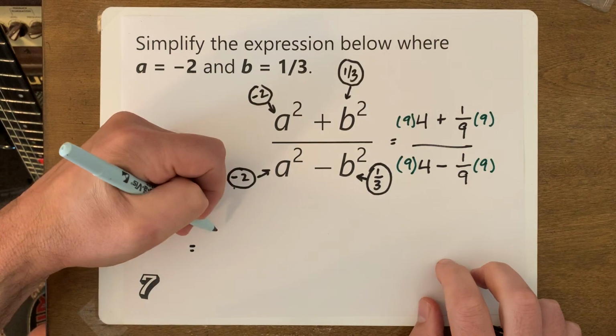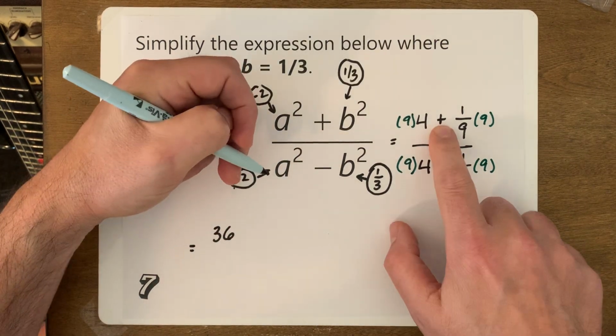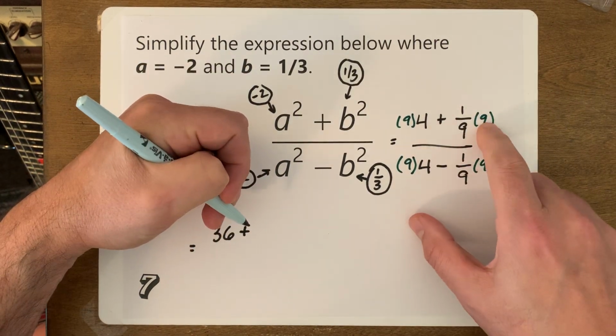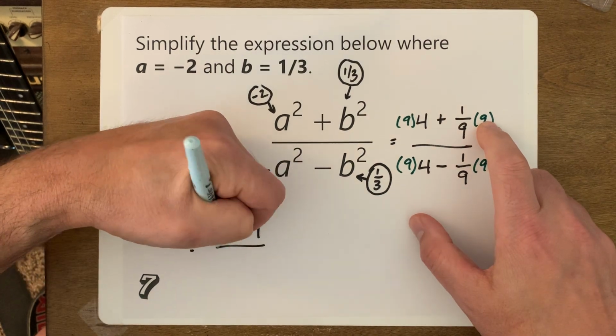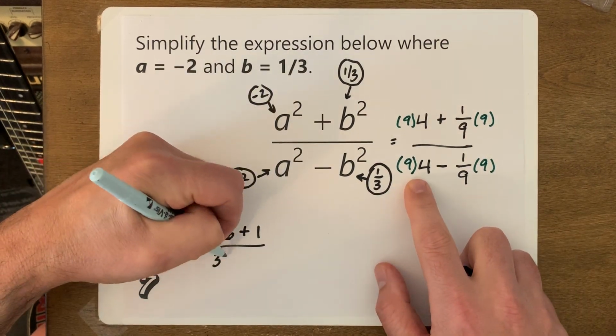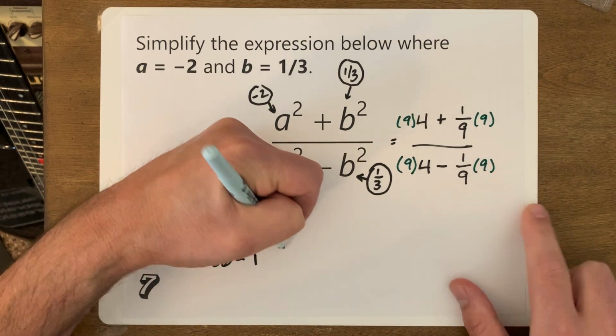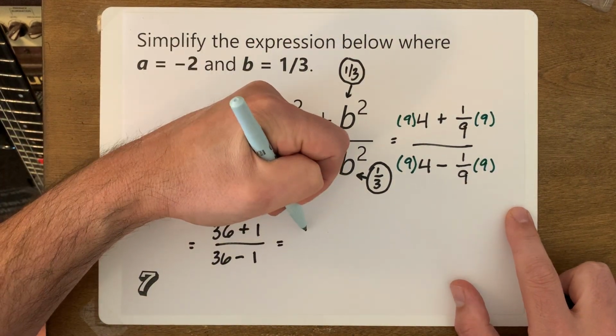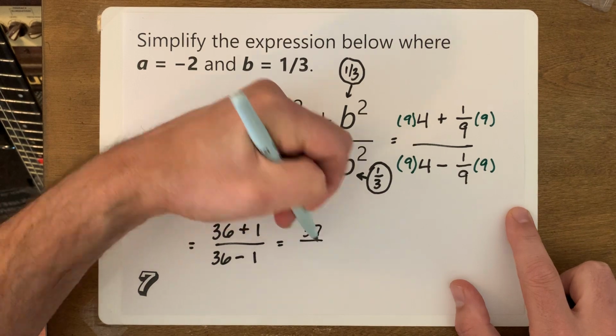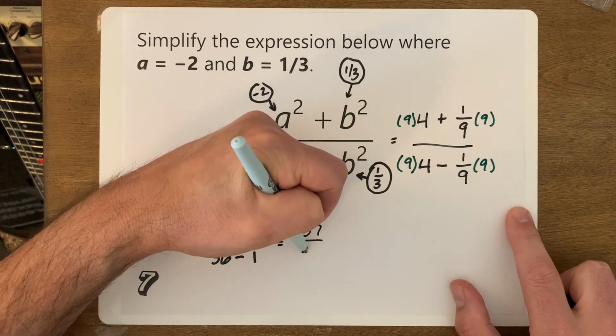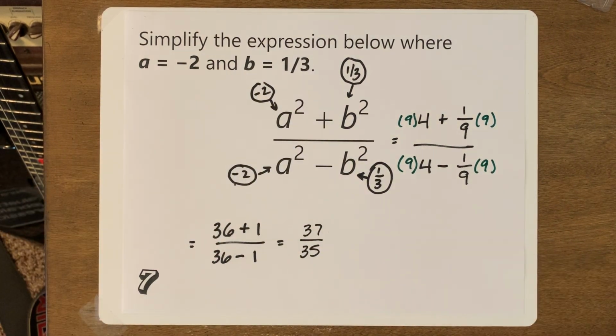9 times 4 is 36, plus 1/9 times 9 is 1, goes away. Again, 36, minus 1 again. And so now we're looking at 36 plus 1 is 37, and 36 take away 1 is 35. And then those two numbers have nothing in common. 37 is prime anyway, so you can't really do anything with that, and that's your final answer.